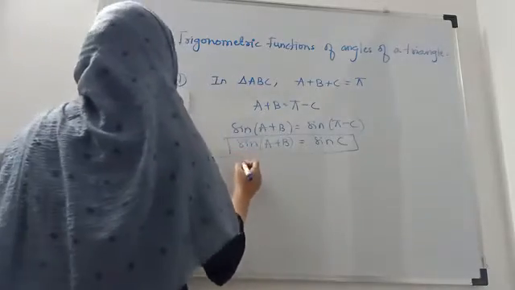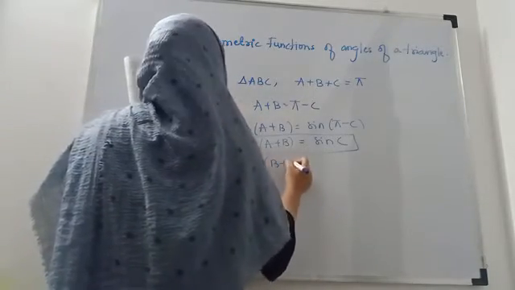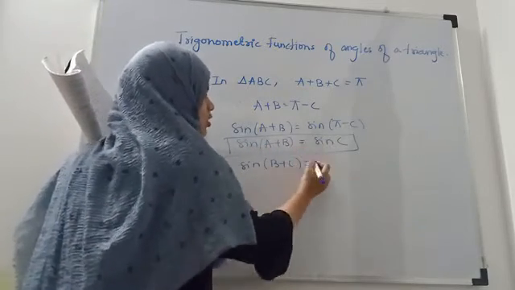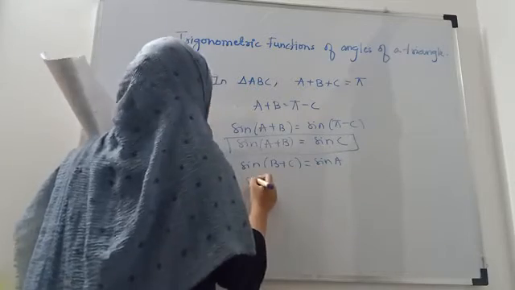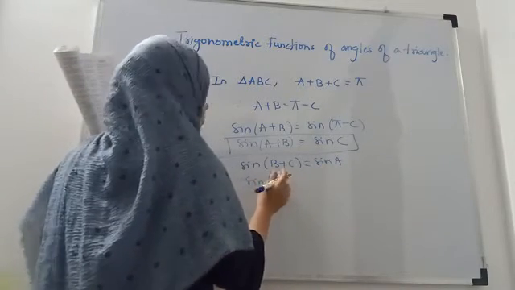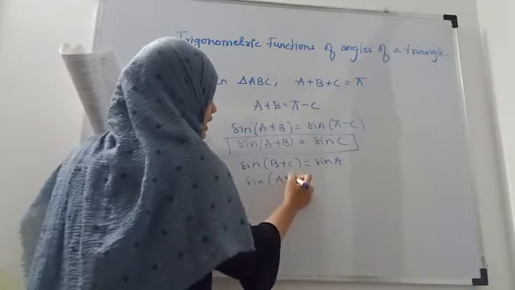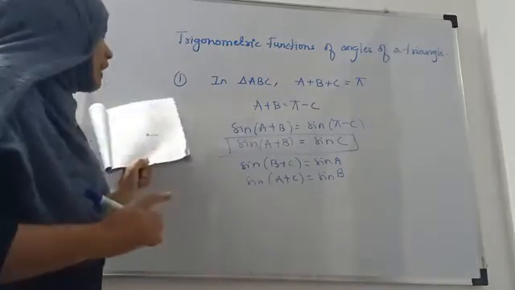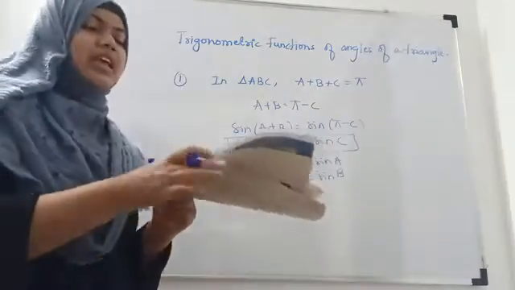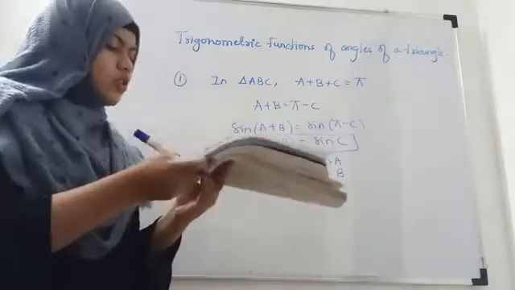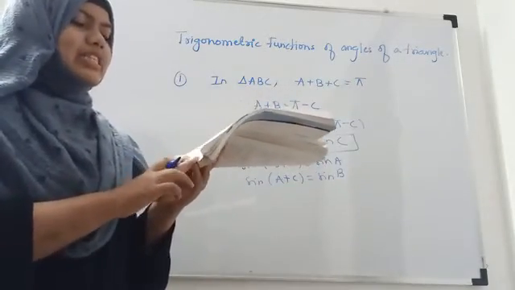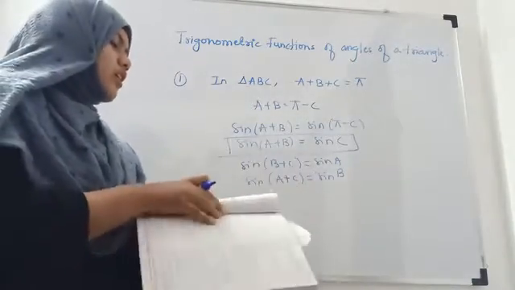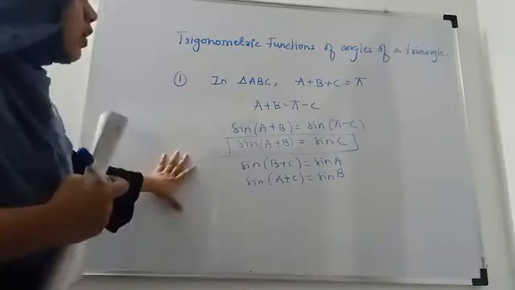Now similarly you can use sine of B plus C. Since here A is not there, it will be equal to sine A. And similarly sine of A plus C will be equal to sine B. Note that there are various printing mistakes in this section. It is also given on page number 51, the last line, sine C plus B, which is sine B, which should be sine A plus C. Please make the correction over there. So this is result number 1.